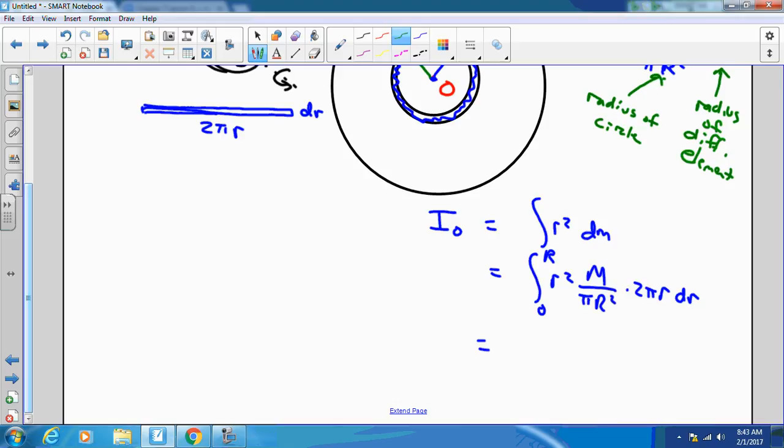Well, there's a whole lot of mathematical carnage that can happen. First of all, the pi's cancel. Second of all, constants come to the outside. Let's identify them. We've got a 2, we've got a big M, and we've got a big R squared. And what's left is little r squared times r times dr, or little r cubed dr.